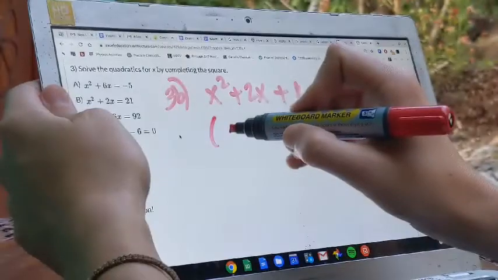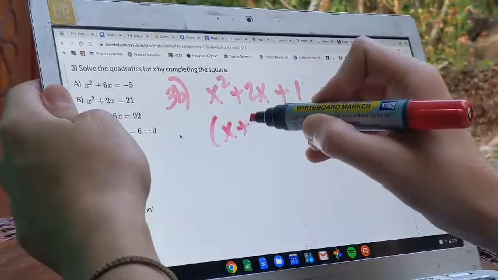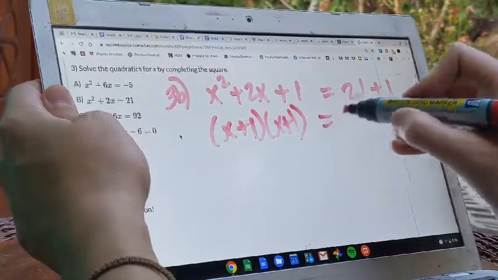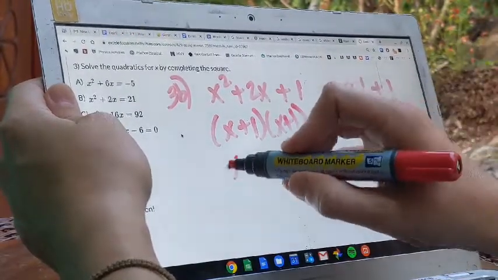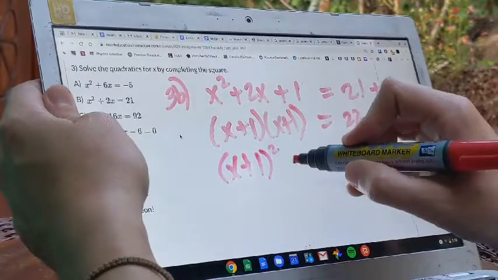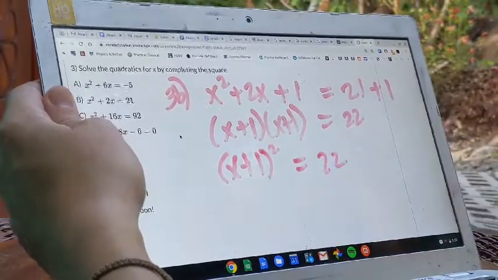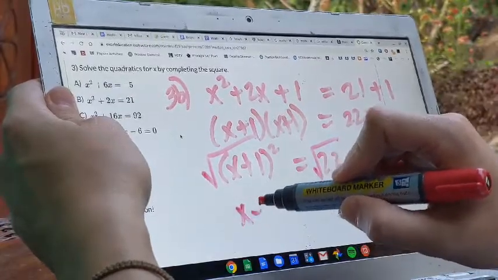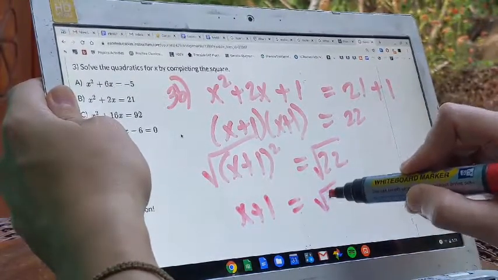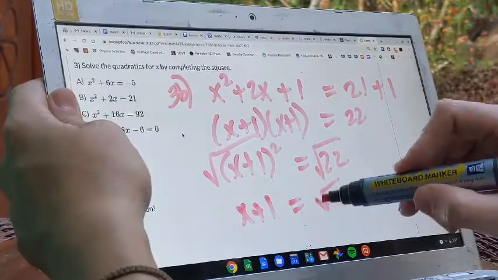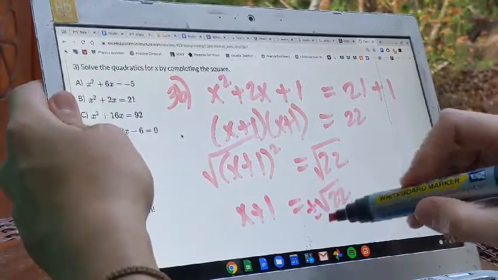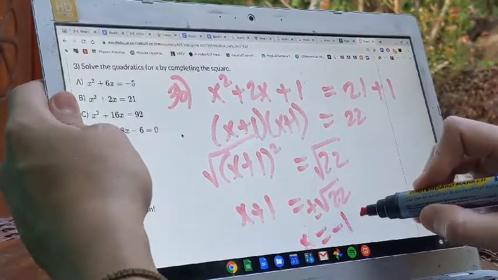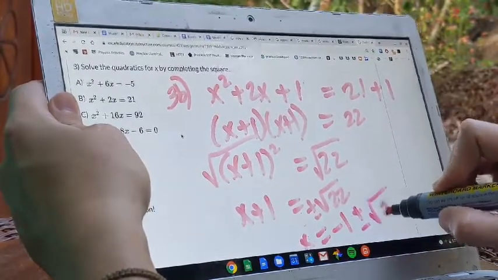So now we factor this, x plus 1 and x plus 1 equals 22. x plus 1 squared equals 22. Square root of both sides. We get x plus 1 equals root 22. And that's plus or minus. So our answer is going to be x equals negative 1 plus or minus root 22.